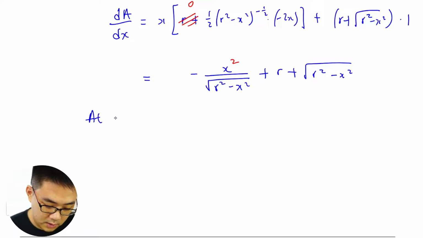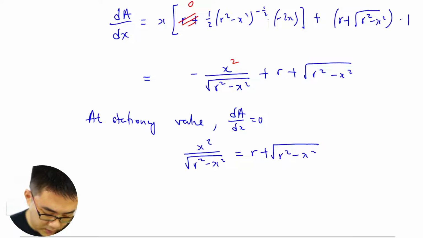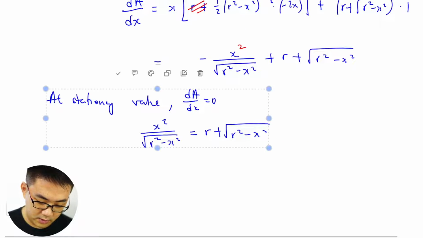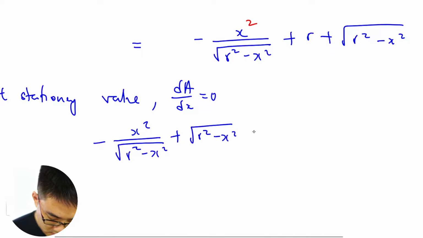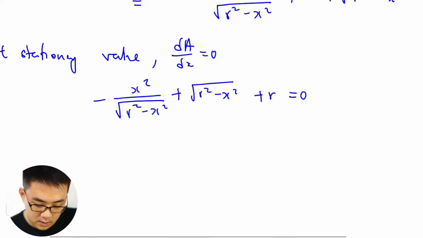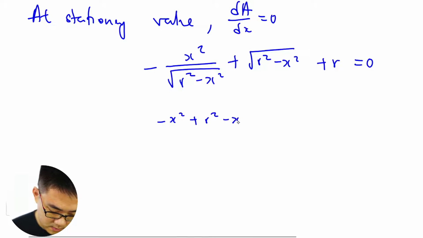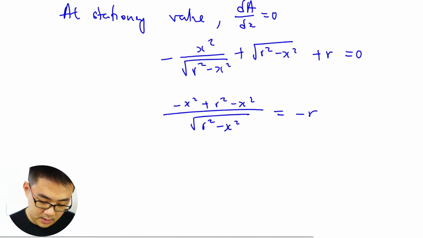So as a stationary value, dA/dx is 0. So this will just be x squared. Just expand this. I think this has a common denominator. Does it work? Yeah, it works. So you just make these two a common denominator. This R is very annoying. So in this case here it will be, okay. Then in this case here, wow.